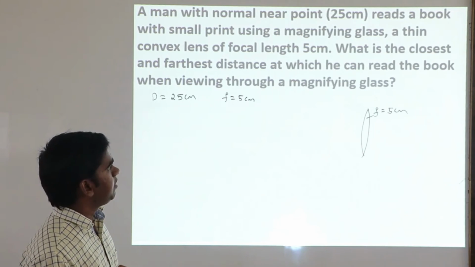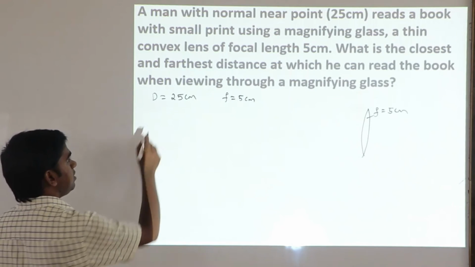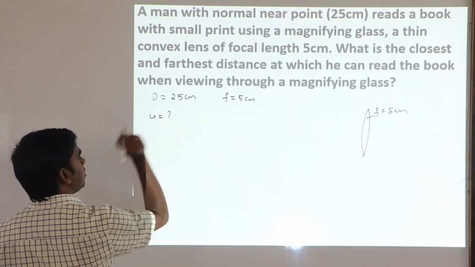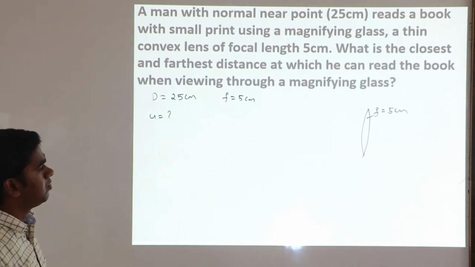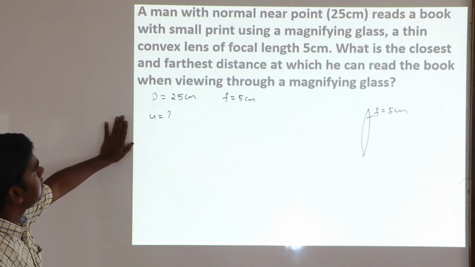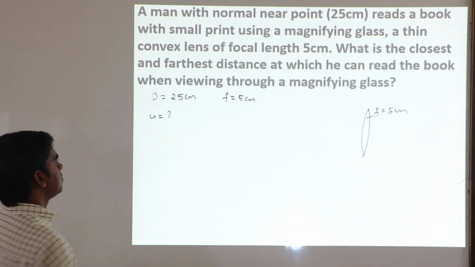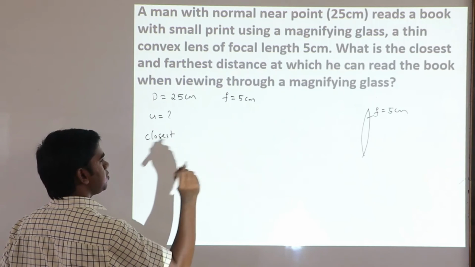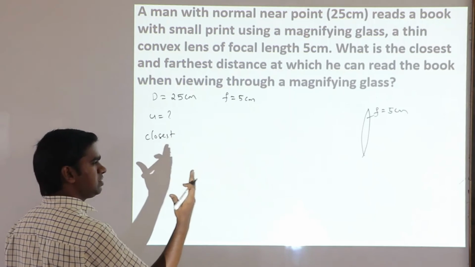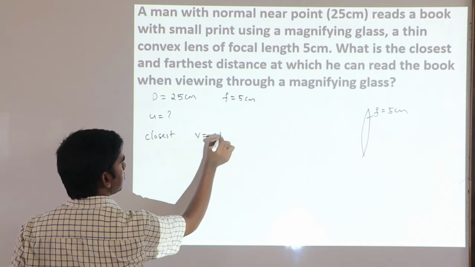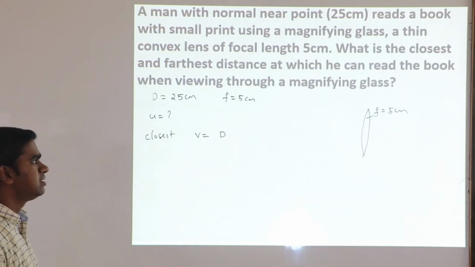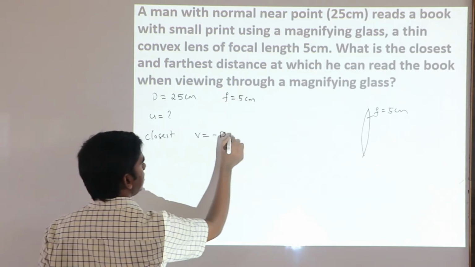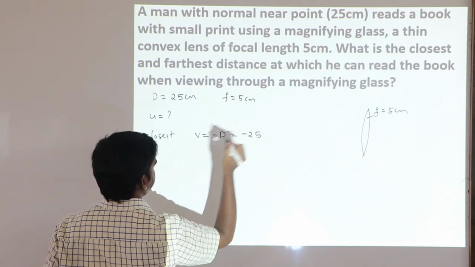Remember, try to understand the question properly. They are asking the object distance, means what is the position of the book at the closest and farthest distance. For closest, the image should form at what? Closest means the image should form at the least distance of distinct vision, D, that is going to be minus D. So that is going to be minus 25 centimeter.